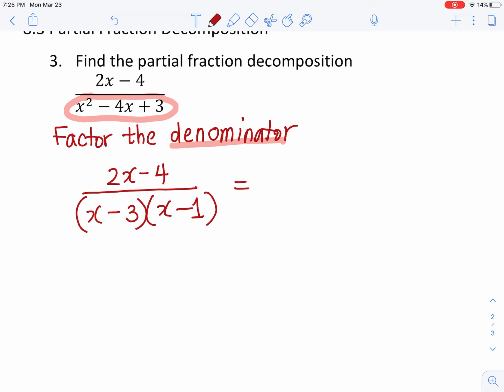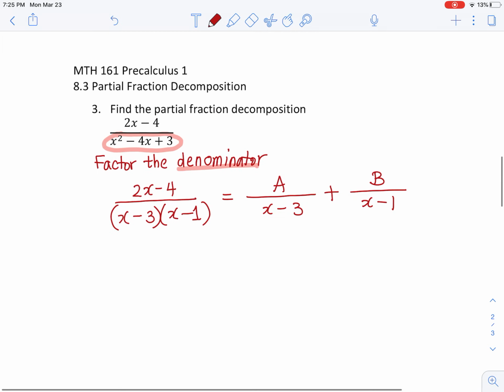It wasn't too bad. And we're going to set it equal to, the first fraction will have x minus 3. Put the plus sign. Don't forget the plus sign. And the other fraction will have x minus 1. And on the numerator, just put A and B. Ignore the 2x minus 4. We're not going to use them now. So put A and B.